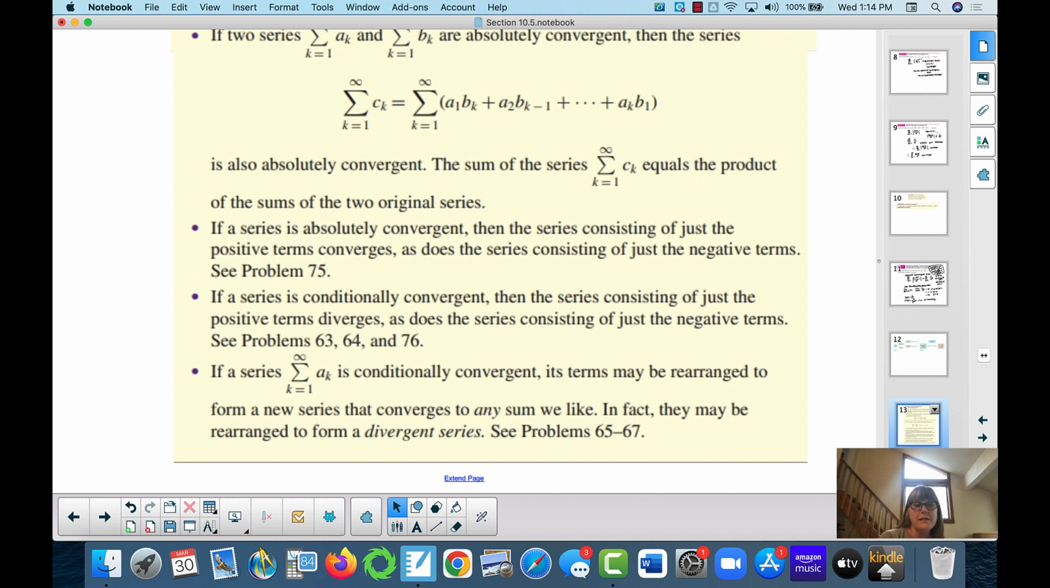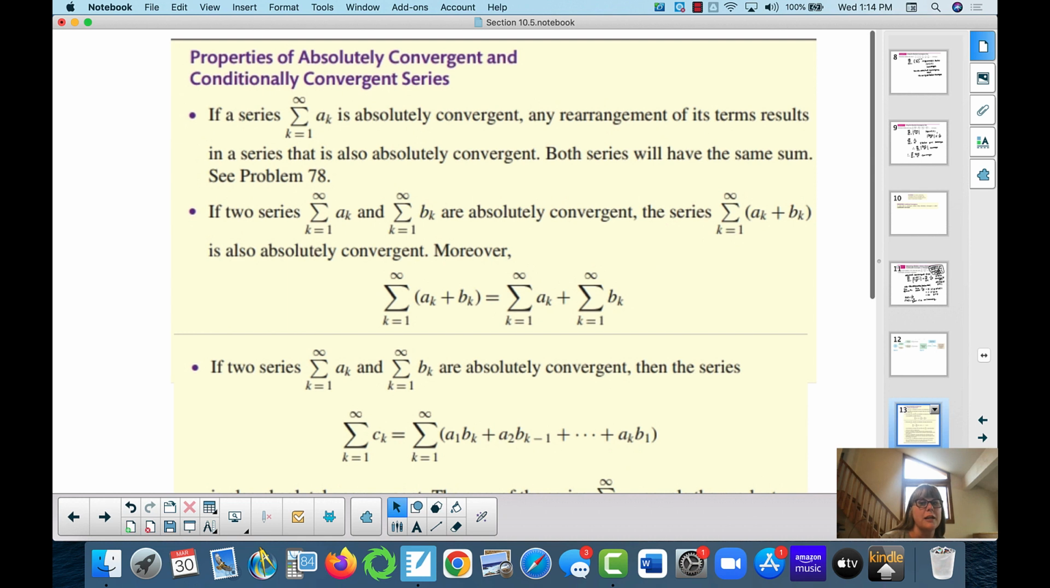And if a series is conditionally convergent and you rearrange the terms, you can rearrange it to form a new series that converges to any sum you want. You can even rearrange it to form a divergent series. Because of the different signs in it, it's possible to get a divergent series by rearranging things if it's conditionally convergent. If it's absolutely convergent, then that's not possible.